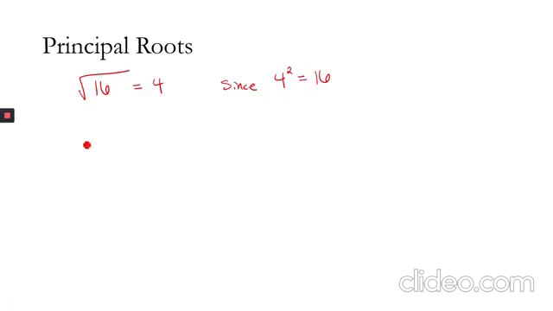Now this works for other indices. So for example, I'm looking for the third root of negative 8. So basically I'm trying to think of a number raised to the third power, because the index is 3, and then I get negative 8. So that means negative 2 to the third power gives us negative 8. So then that's what that expression is equal to.